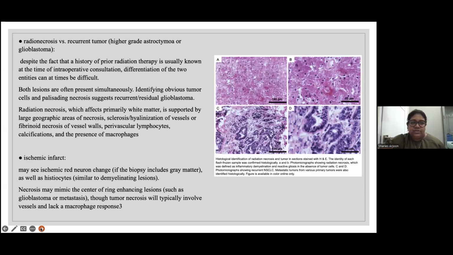With regard to radionecrosis versus recurrent tumor or higher grade astrocytomas or glioblastoma, despite the fact that a history of prior radiation therapy is usually known at the time of intraoperative consultation, differentiation of the two entities can at times be difficult. Both lesions are often present simultaneously, and identifying obvious tumor cells and palisading necrosis suggests recurrent or residual glioblastoma. Radiation necrosis, which affects primarily the white matter, is supported by large geographic areas of necrosis, sclerosis, hyalinization, and thickening of the vessels or fibrinoid necrosis of the vessel walls, perivascular lymphocytes, calcifications, and the presence of macrophages.